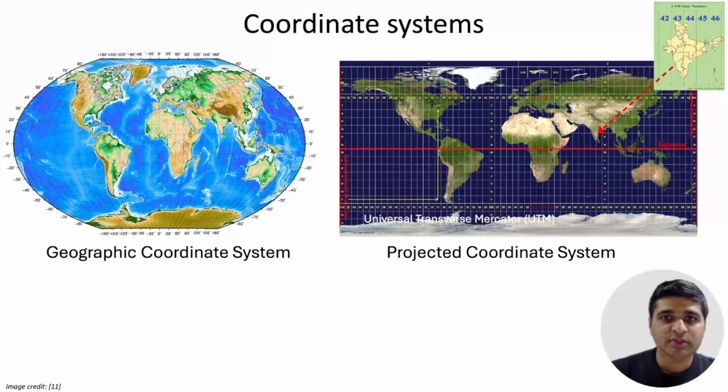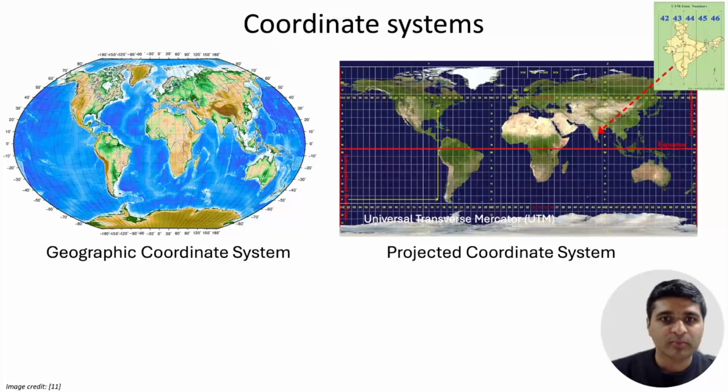A geographic coordinate system uses a spherical model of the Earth and defines positions with latitude and longitude. Latitude measures how far north or south a point is from the equator, ranging from minus 90 degrees at the south pole to plus 90 degrees at the north pole. Lines of latitude are also called parallels. Longitude measures how far east or west a point is from the prime meridian, which passes through Greenwich, UK. Longitude values range from minus 180 degrees to plus 180 degrees. These coordinates are measured in degrees and they locate a point on the globe very well.